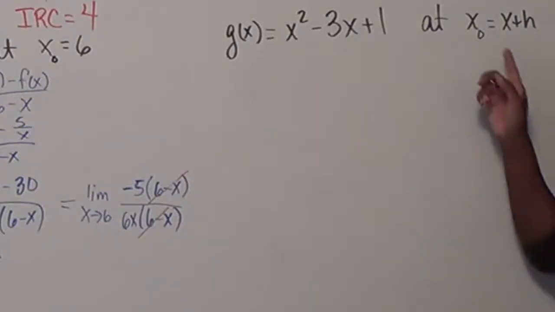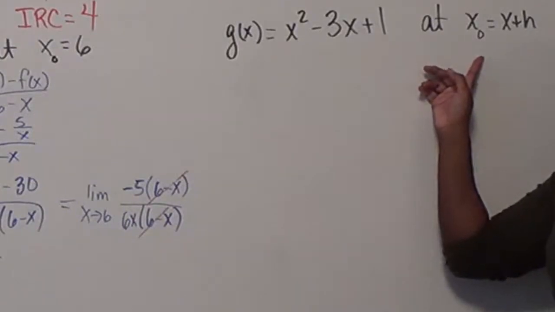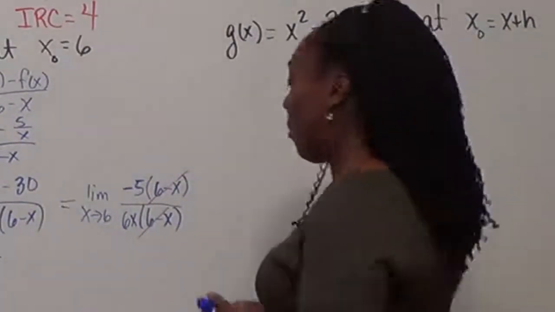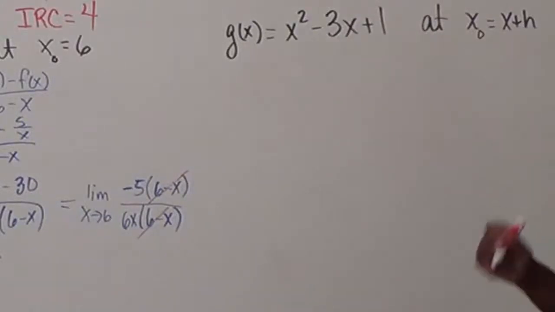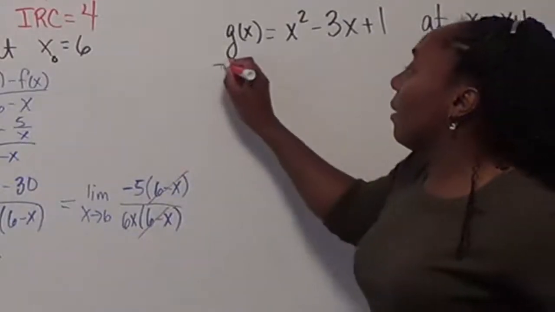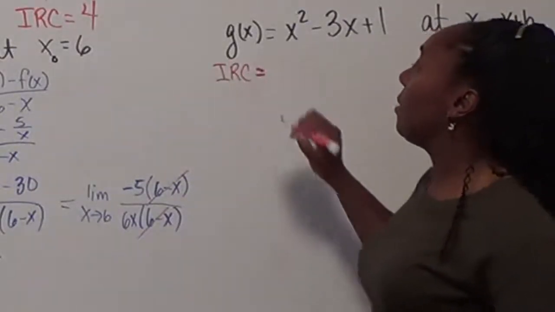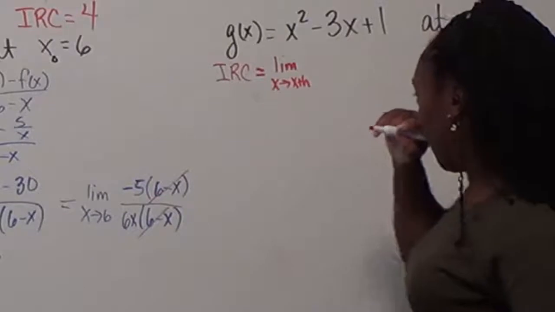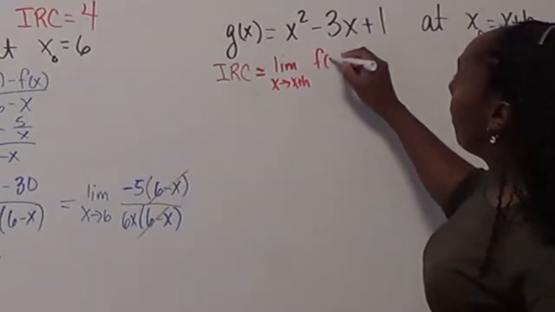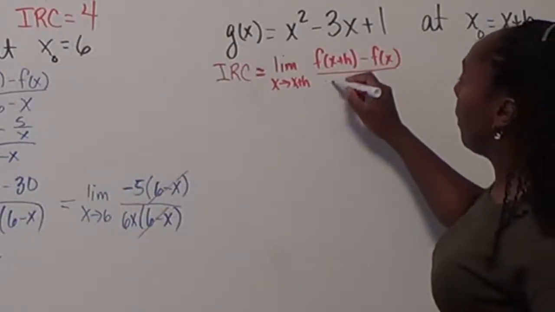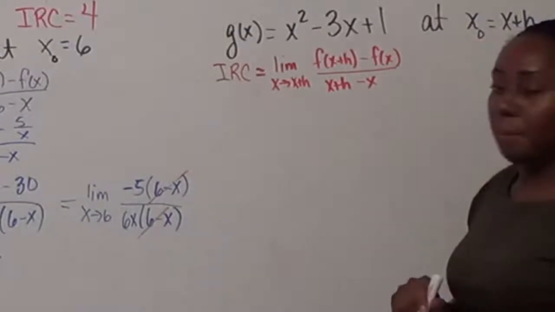Given a polynomial function, we want to find the instantaneous rate at this particular value, so at x plus h. So again, instead of looking at some pinpoint value that we know, we're looking at kind of a generic one. We're going to end up with a formula for our average rate of change for any value of x. Okay. So our instantaneous rate, again, says limit as x goes to x plus h, f of x plus h minus f of x all over x plus h minus x.